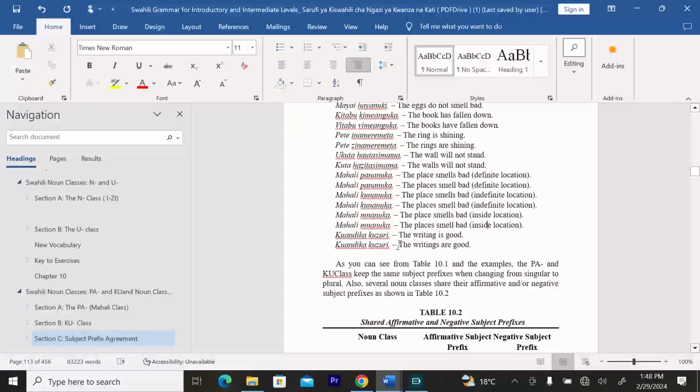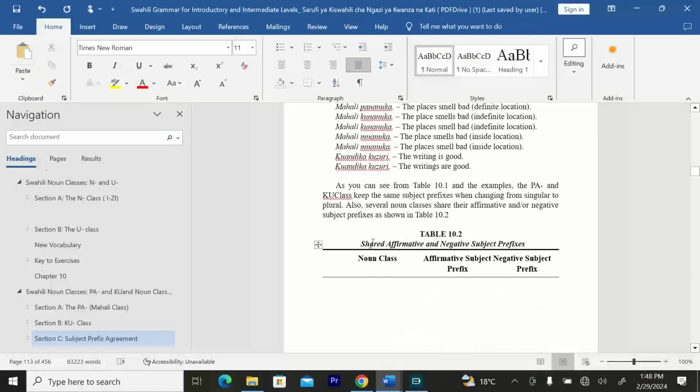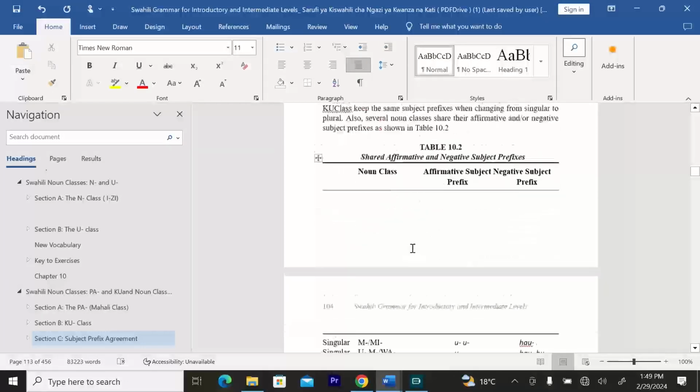Then we have kuandika kuzuri, which means the writing is good. And kuandika kuzuri, which is the writings are good. As you can see, the table above are the examples, the pa, ku, mu class. Keep the same subject prefix when changing from singular to plural. Also, several noun classes share their affirmative and or negative subject prefixes as shown below.